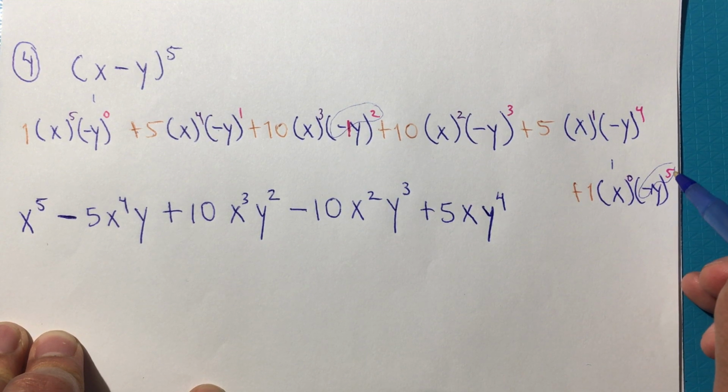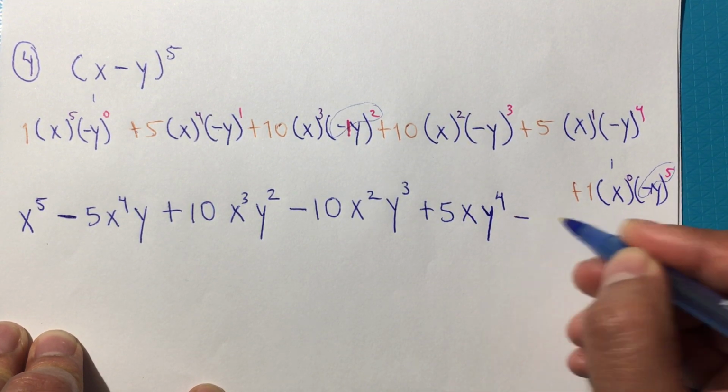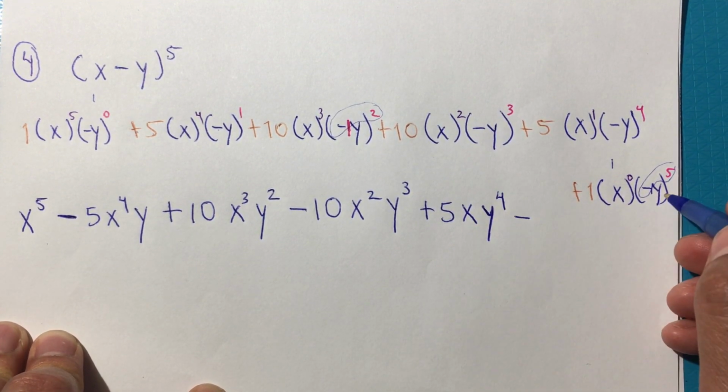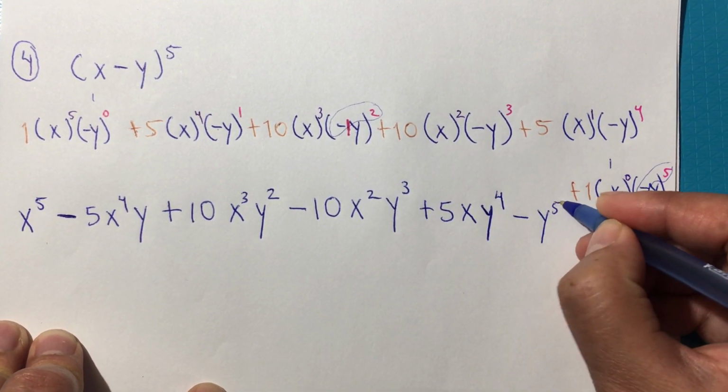Negative 1 to the 5th power, it's an odd number. And so it becomes negative times positive, negative. And 1, but we don't put it because it's a coefficient. And so it's just y to the 5th power.